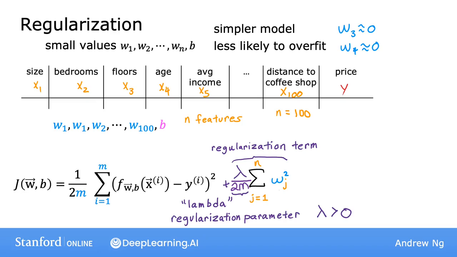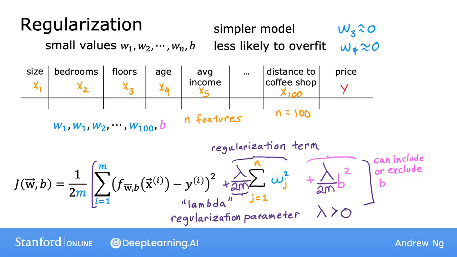Also, by the way, by convention, we're not going to penalize the parameter b for being large. In practice, it makes very little difference whether you do or not. Some machine learning engineers, and actually some learning algorithm implementations, will also include lambda over 2m times the b squared term. But this makes very little difference in practice. The more common convention, which we'll use in this course, is to regularize only the parameters w rather than the parameter b.